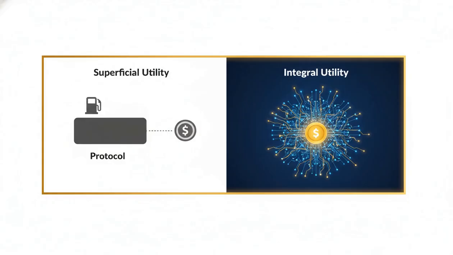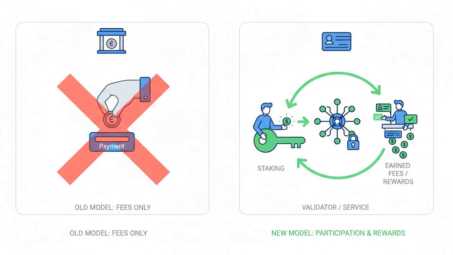Okay, let's unpack that first pillar, utility. Most projects stop at gas fees, but that's the most basic, uninspired version. What I look for is a token that's woven into the very fabric of the protocol. Think beyond simple payments. You might find it works better to design your token as a work permit. To be a validator or service provider who earns fees, you must stake the token. It's not a toll, it's a license to operate.